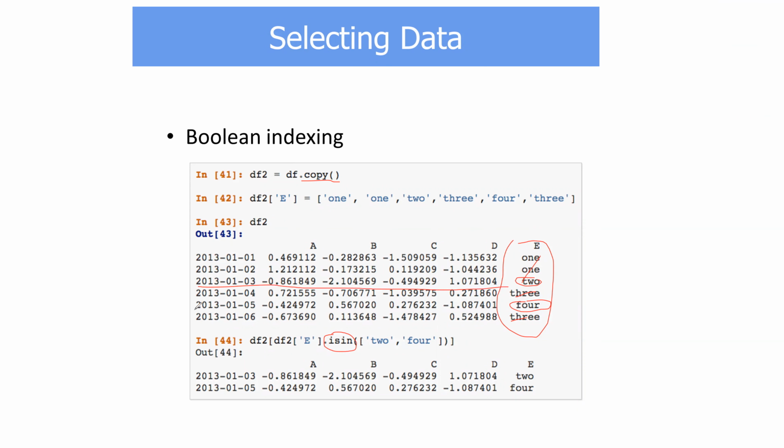Okay, these rows. And as you can see, what I receive is again these rows, January 3rd and January 5th with all the values. Only where the cells in E are either 2 or 4. Is this understood? Is everything understood so far?